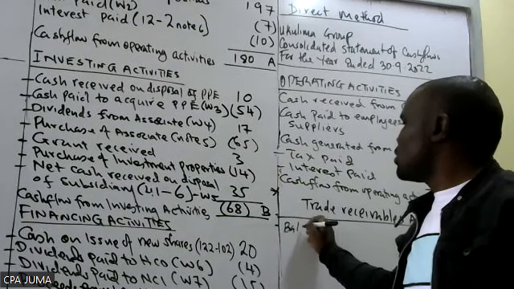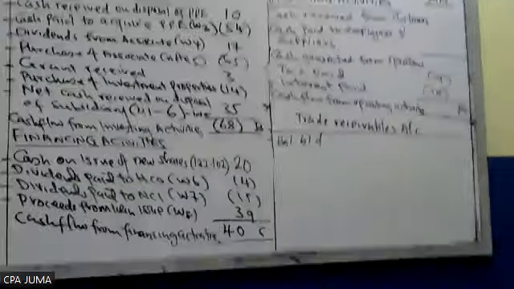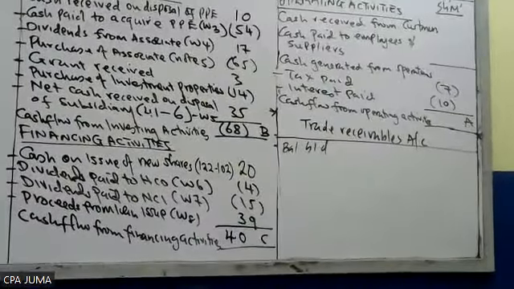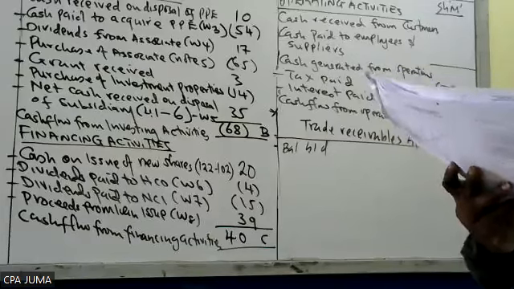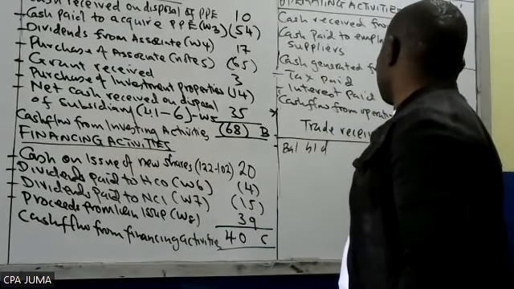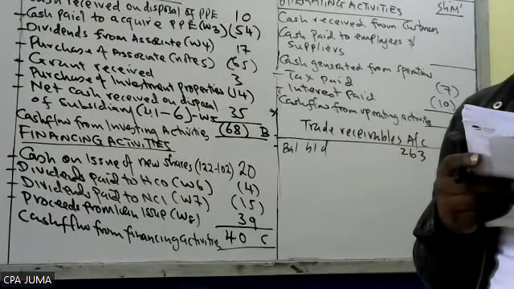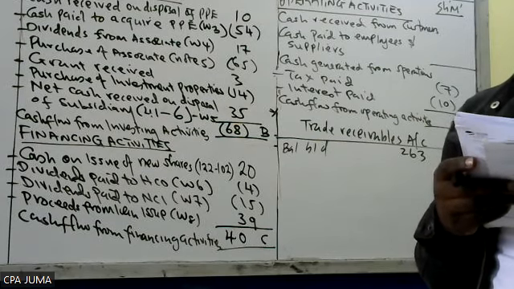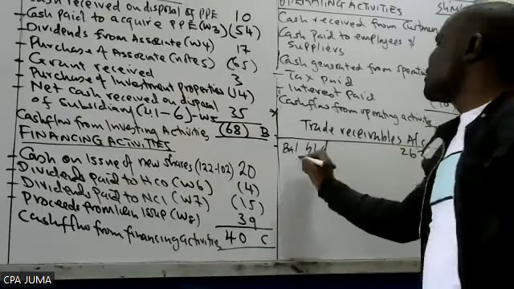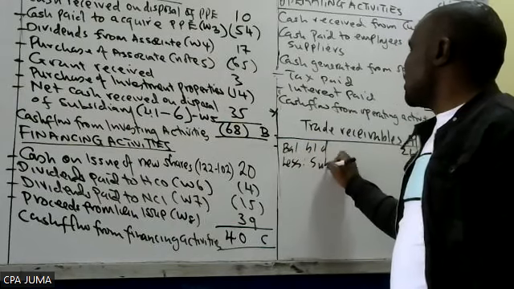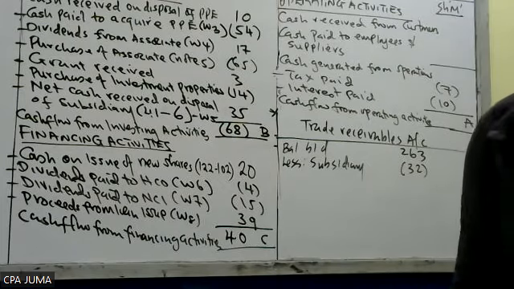Balance brought down: how much was our opening trade receivables balance? Our trade receivables was 263. But I remember there was 32 which was to be subtracted. Which one was this? There was something affecting the receivables, the one which was disposed. So less subsidiary disposed with 32 in the end.